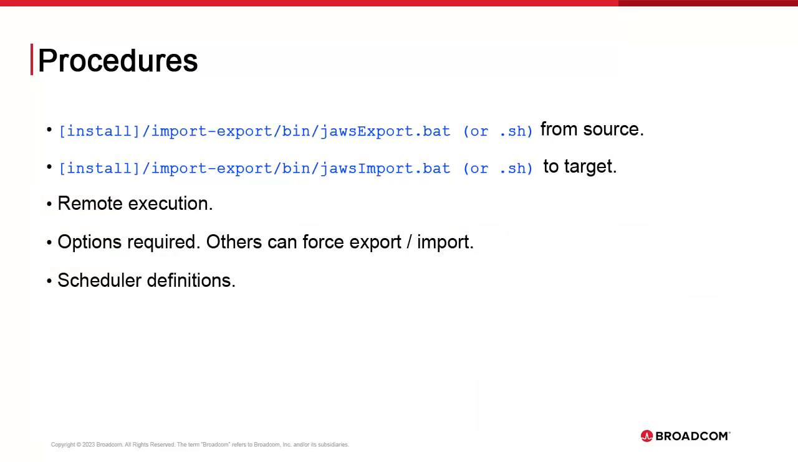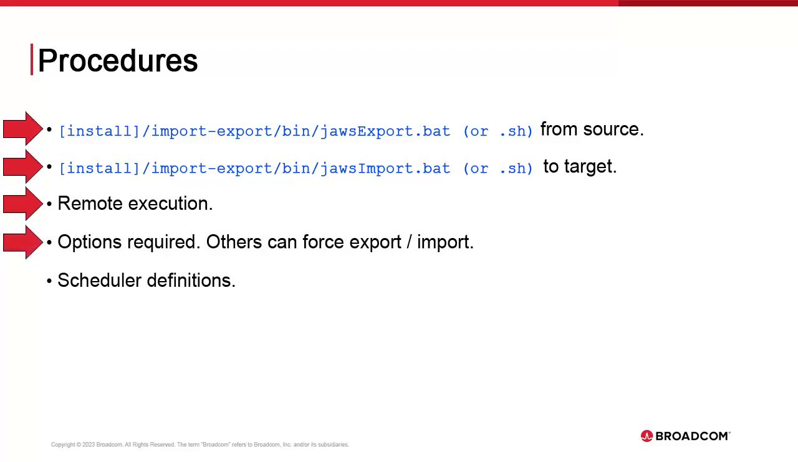We rely on two batch files found in the import-export directory under the main file system. They're called JAWS export for exporting from the source AAI server and JAWS import for importing into the target. Note that both AAI instances need to be up and running. They also have to be of the same version. You have the option of running these batch commands from separate systems. They don't have to be the AAI hosts because we reference the AAI host and port as an option.